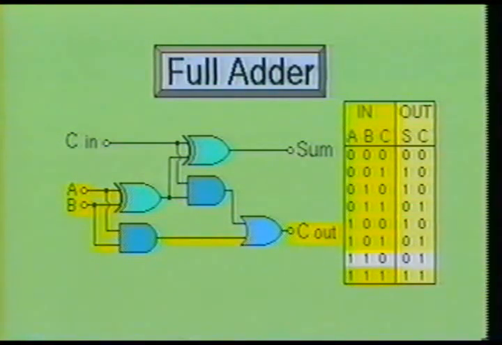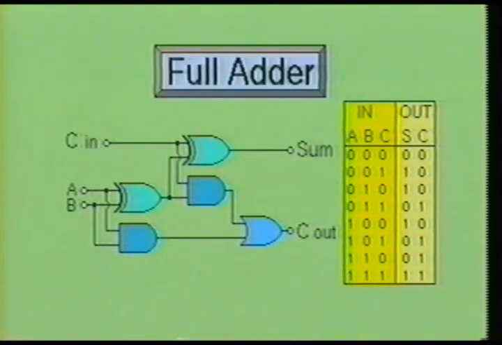Now suppose we make both inputs A and B high while leaving the carry in input low. As you can see, this causes the sum output to remain low and the carry out output to remain high. When all three inputs are made high, the sum output and the carry out output will also be forced high.